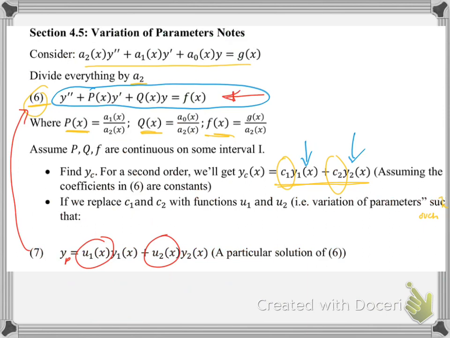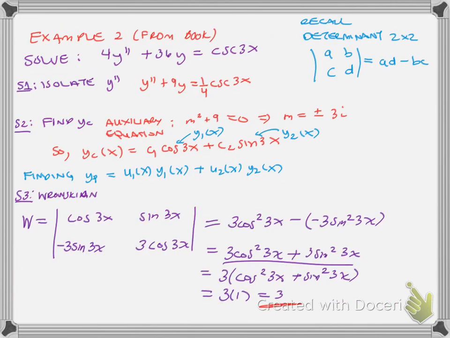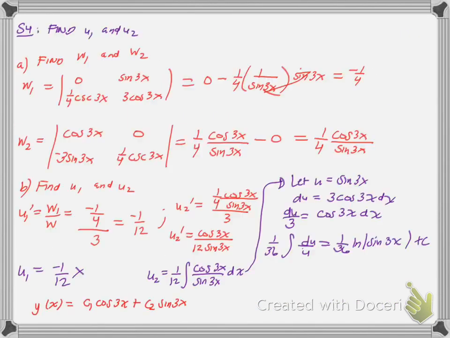Remember, I did it in this video. This is probably the last video. Remember that y sub p is u sub 1 times y sub 1 plus u sub 2 times y sub 2, all right? You just can't write u's by itself. Don't forget times y sub 1 and y sub 2.